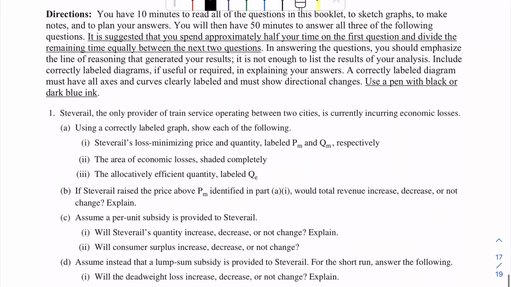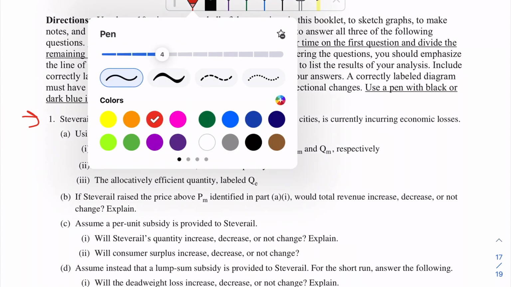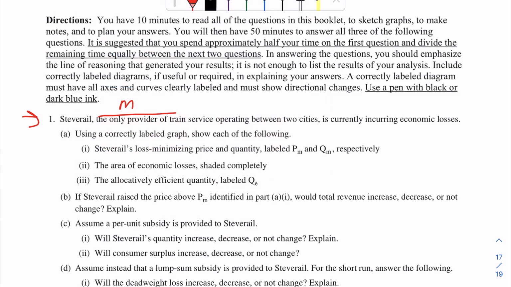Okay? So remember, we need to read absolutely everything in this question here. So that includes right here, question 1. We need to read everything. So here it says that Steve Rail, the only provider of a train service operating between two cities, is currently incurring economic losses. So right off the bat, they're the only provider, so that is a monopoly, and they are having economic losses, which means their price is less than their ATC.